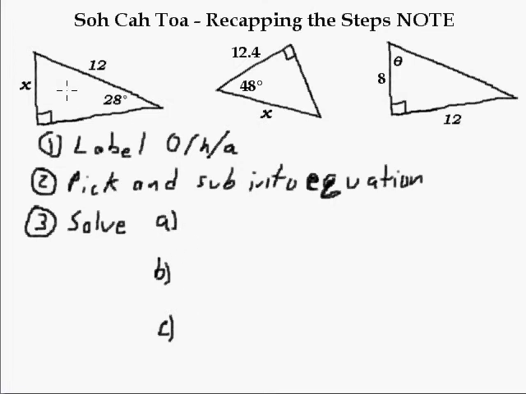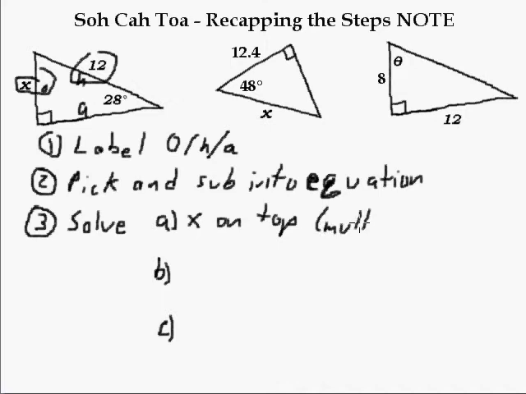Once we label these things, just practice O, H, A, bam, quickly, we get O and H. So we're going to use sine. We use sine of 28 is equal to O over H, which is x over 12. And then we solve for x on top. How do we solve for x on top? Multiply.